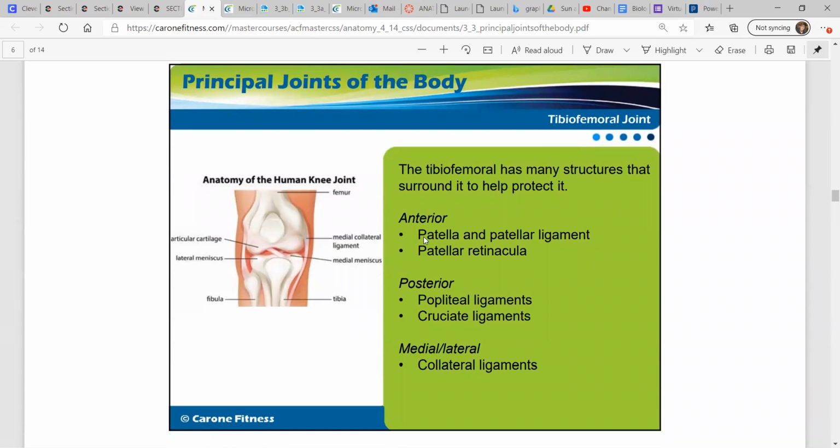So within the tibiofemoral joint, it has many structures that surround it to help protect it. On the anterior side, we have the patella and the patellar ligament, the patellar retinacula. And then on the posterior side, behind your knee joint, we have the popliteal ligaments and the cruciate ligaments. And then on the medial and lateral sides, we have the collateral ligaments.